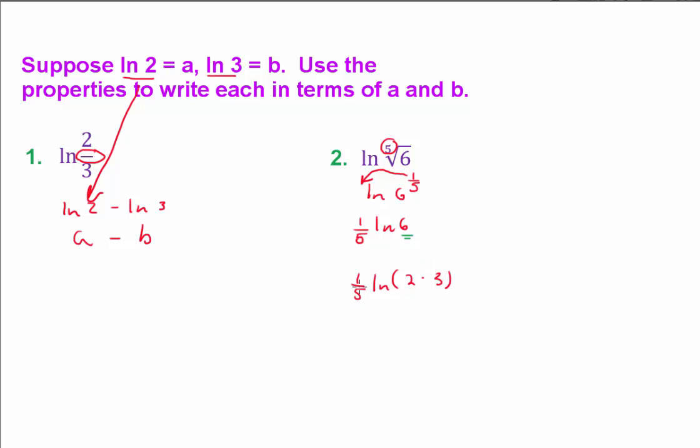Now, be careful. When you do this, notice this is 1/5 times the natural log of 2 times 3. So in other words, when you're breaking this up, 1/5 needs to remain with both the 2 and the 3. So it'll be 1/5 times the natural log of 2 plus 1/5 times the natural log of 3. We now can rewrite this in terms of a and b, and so this can be 1/5 times a plus 1/5 times b, or another way to write this is to say 1/5 times a plus b. Excellent.